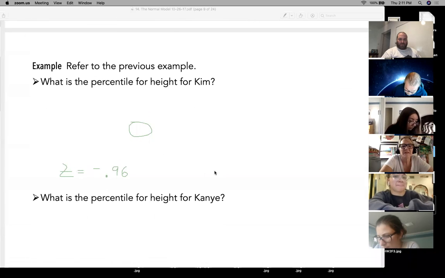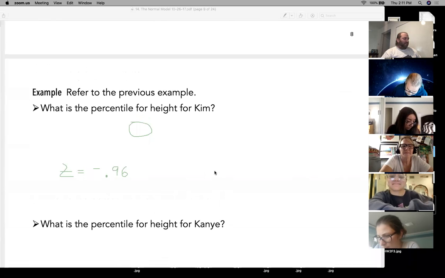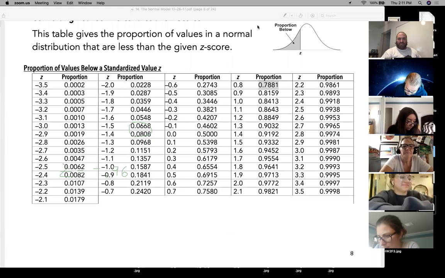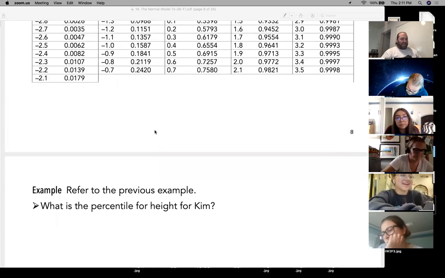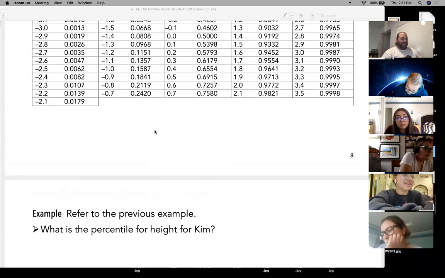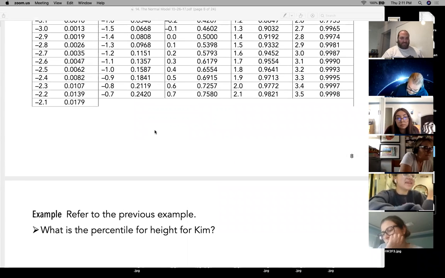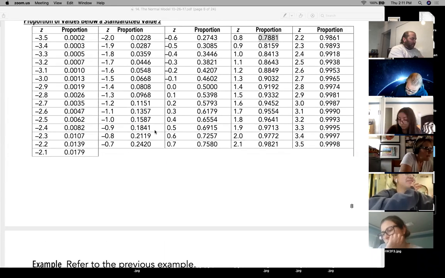Oh, sure. Let's do the percentile for Kanye. What was Kanye's Z-score? Negative 0.67. So let's just round that to negative 0.7, just as an approximation.